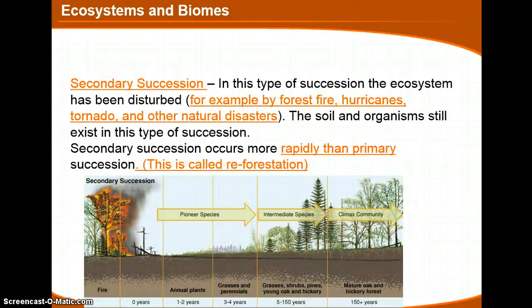From there we talked about secondary succession. In secondary succession, the soil is already established there, but some natural disaster occurs. It can also be a man-made disaster. Something like a forest fire, a hurricane, a tornado has come in, it's destroyed the area, and now the habitat has to regrow. This takes less time because the soil there is already established.